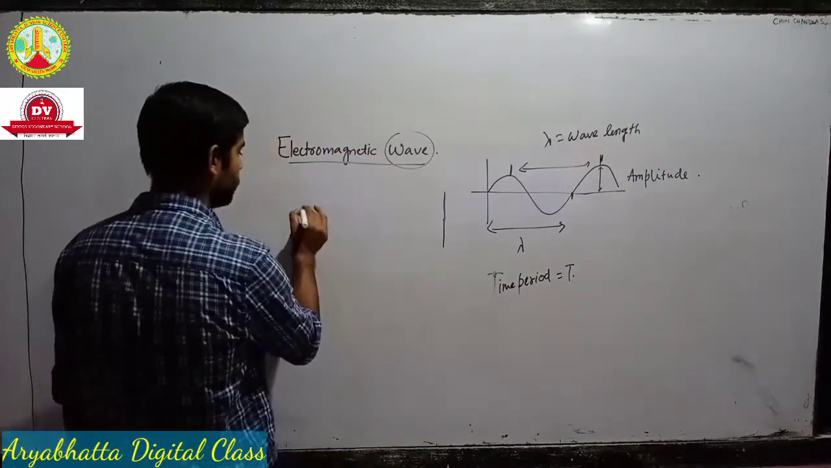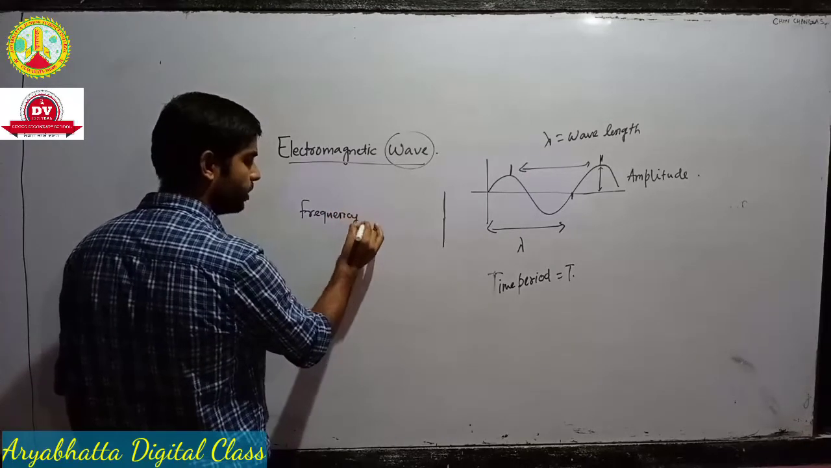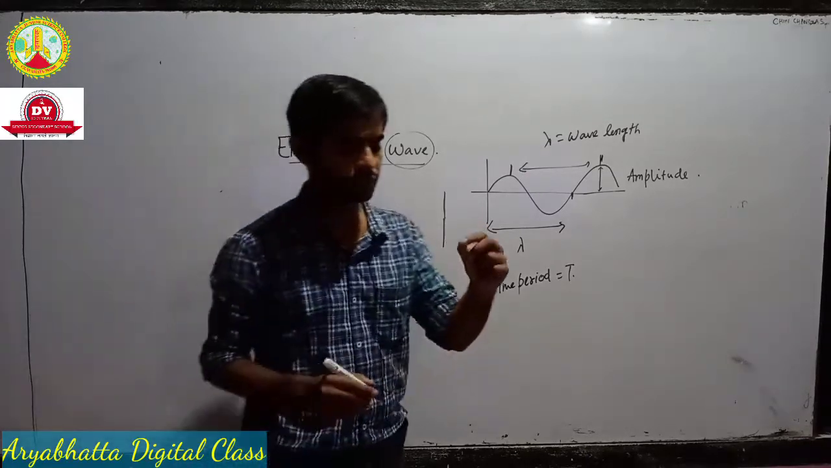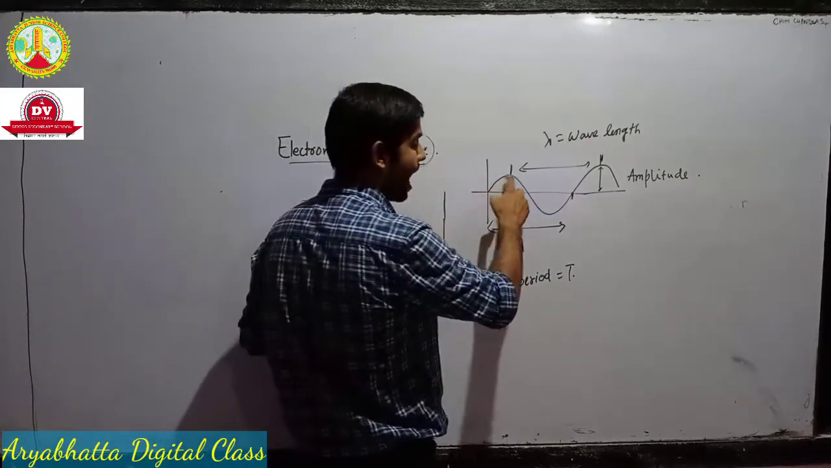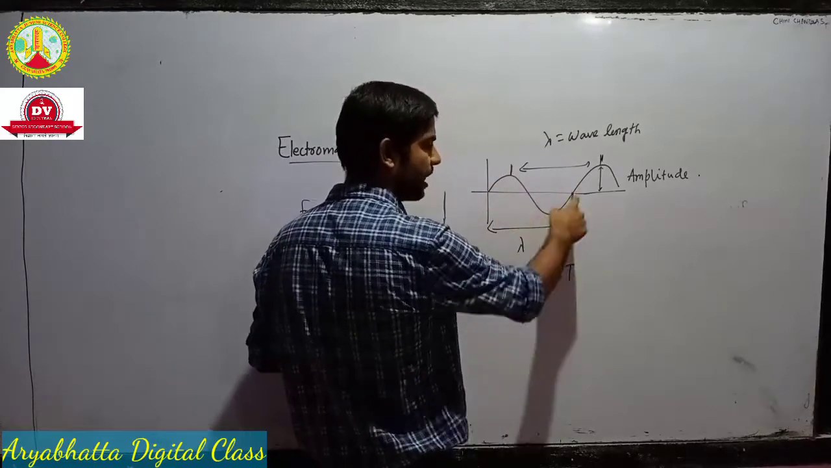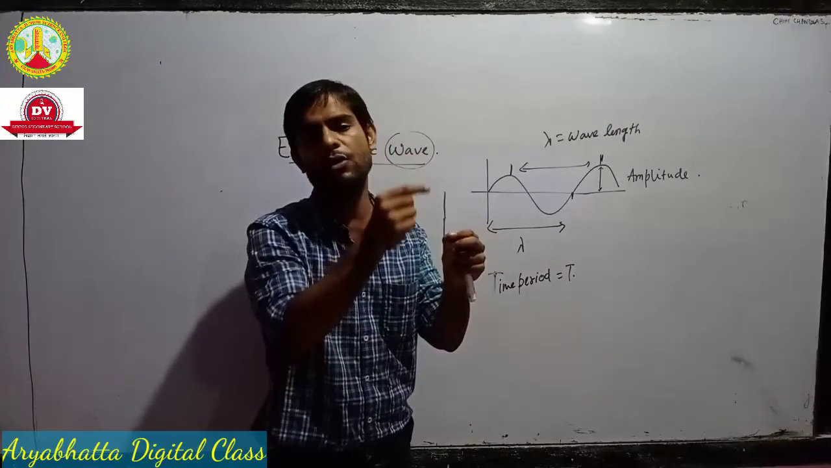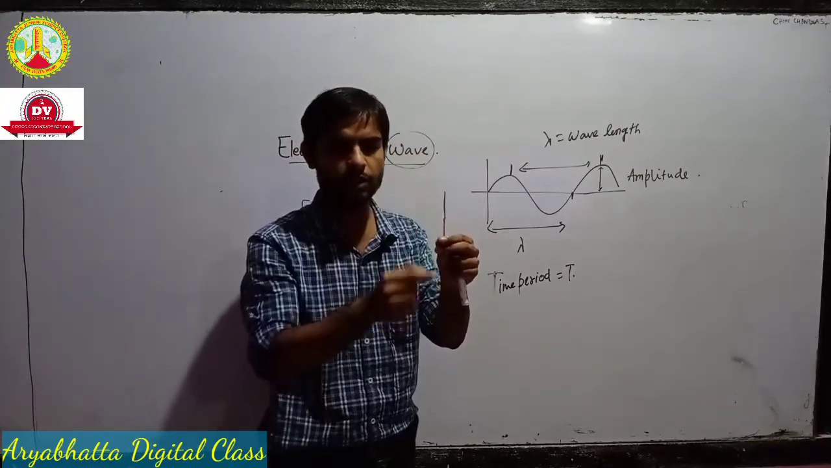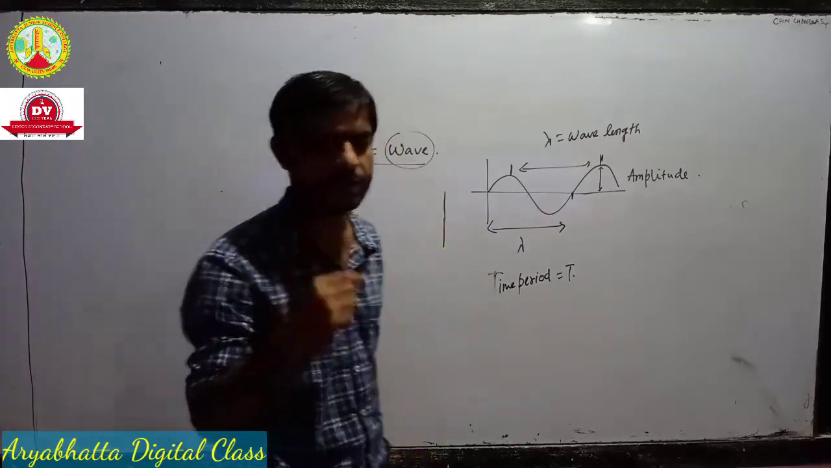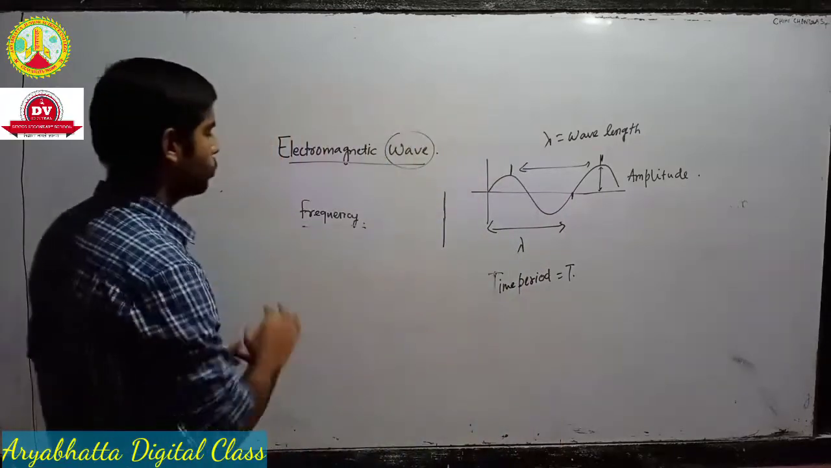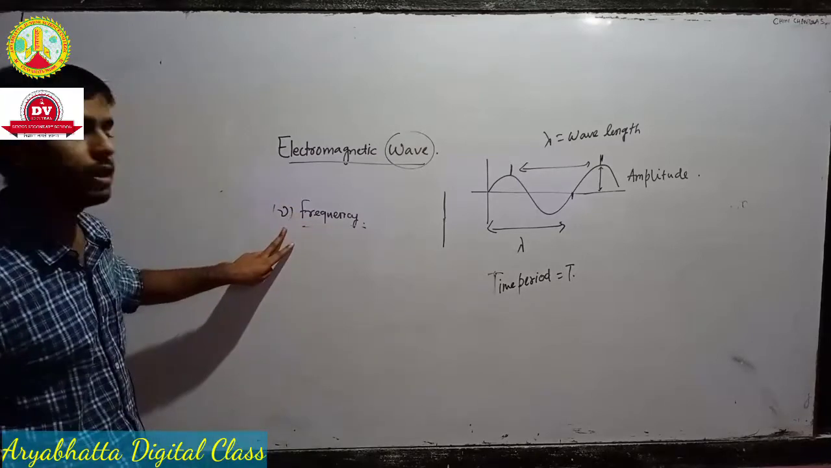Now see, we will define a new concept which is called frequency. So what is frequency? Frequency is the number of oscillations in 1 second. Means how many waves can be produced in 1 second. This is a slow oscillation. This is a fast oscillation. This is a very, very fast oscillation. So how many oscillations are happening in 1 second? Oscillation per second is called frequency, and it is denoted by nu.